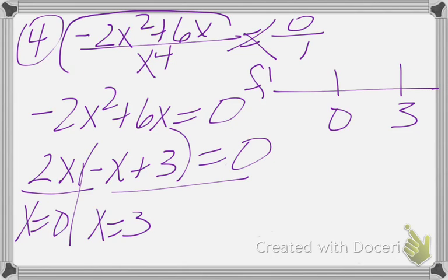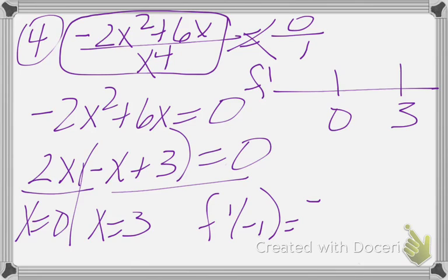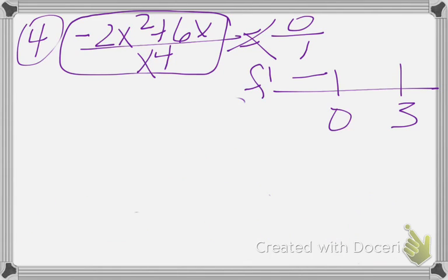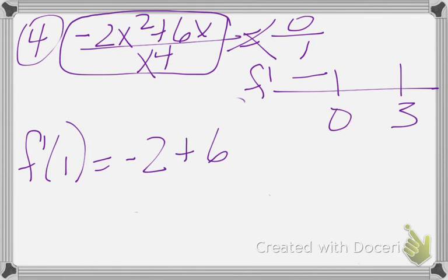This was our second derivative right here. Okay, so if we do f prime of negative 1, we're going to get negative 2 minus 6 over a positive, because it's to the fourth power. Doesn't matter. So a negative over a positive is negative. Okay, then we can do f prime of 1, which will give us negative 2 plus 6 over a positive. So positive over positive is positive.